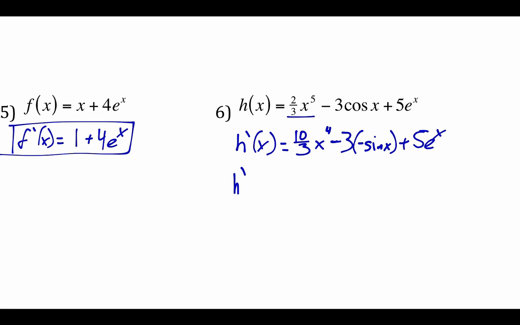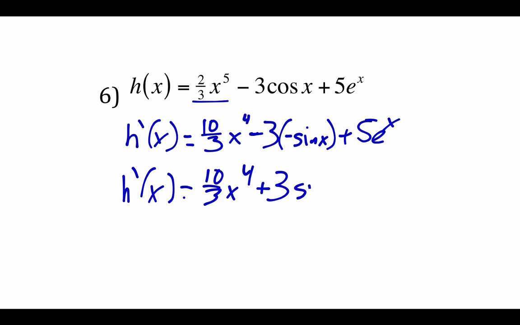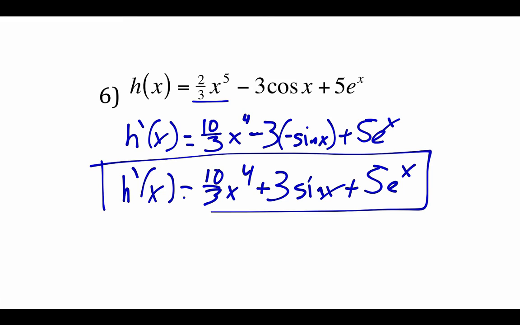Cleaning that up just a little bit more, we have h prime of x equals 10 over 3 x to the 4th. Negative 3 times negative sine of x gives us plus 3 times the sine of x, then we have plus 5e to the x. And so that is our derivative there.